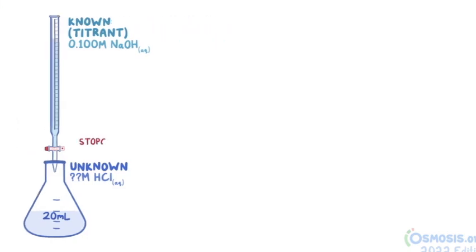Next, we open up the stopcock on the burette and allow the sodium hydroxide to gradually drip into the hydrochloric acid solution. As the sodium hydroxide is added, the aqueous solution of sodium hydroxide reacts with the aqueous solution of hydrochloric acid in an acid-base neutralization reaction to form an aqueous solution of sodium chloride and water.